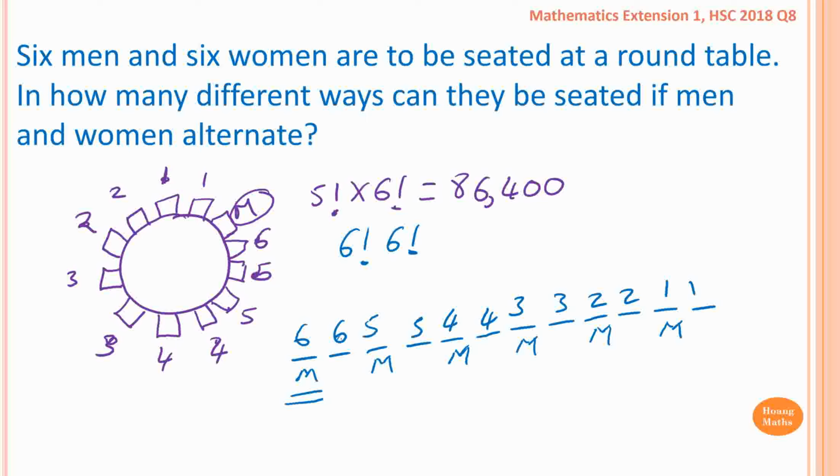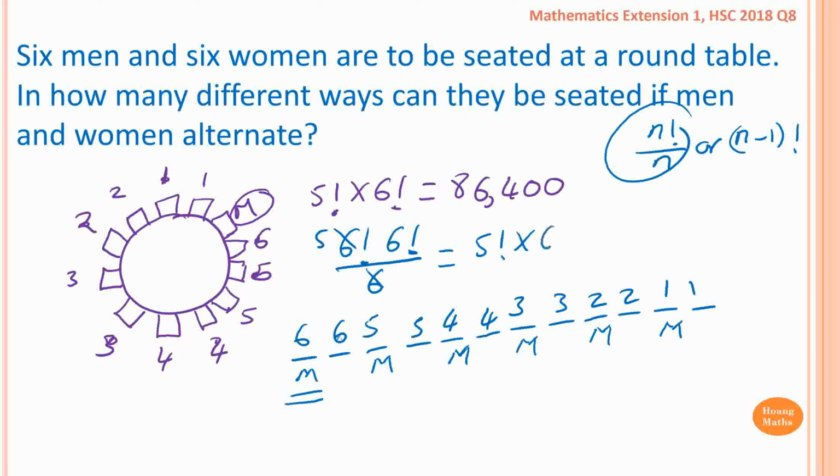So remember, for a circle, we have n factorial over n, or n minus 1 factorial. 6 factorial times 6 factorial, I'm just using this rule here. So that is divided by 6. So this cancels with that, leaving 5. So same as 5 factorial times 6 factorial, which is also equal to 86,400.